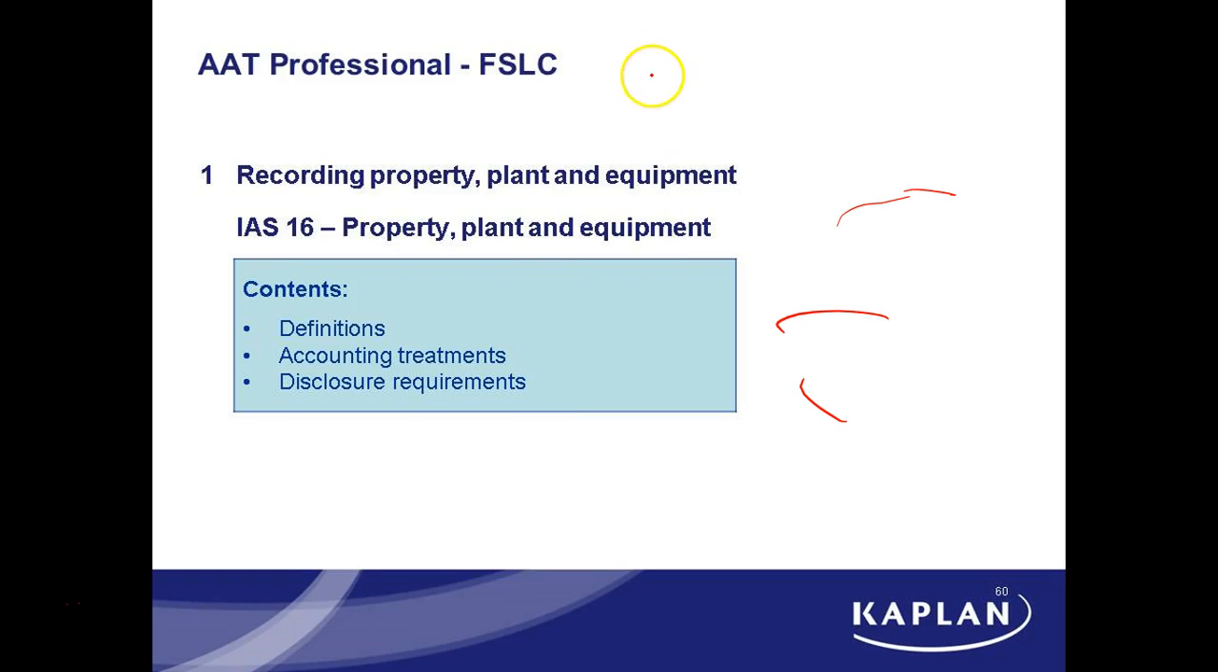We just talked about property, and I think at level 3 we might have mentioned IAS 16, but it doesn't really matter. The key point here is that International Financial Reporting Standards and International Accounting Standards are designed to ensure that we recognize property, plant and equipment as truly and fairly as possible. So it gives us guidance as to how we deal with depreciation, how we deal with revaluations, and what we have to disclose when preparing a set of accounts.